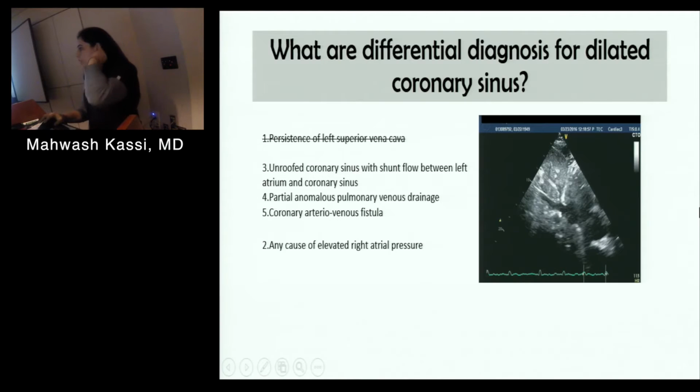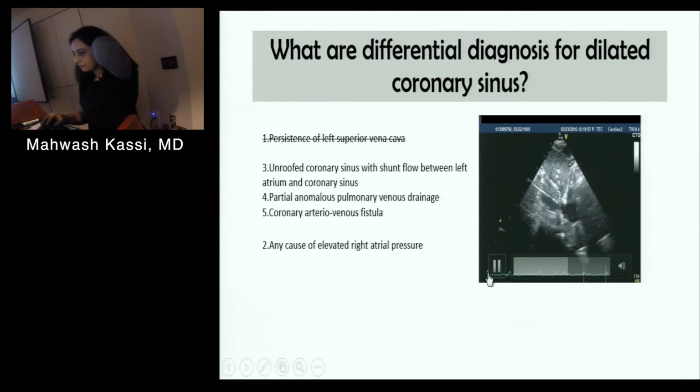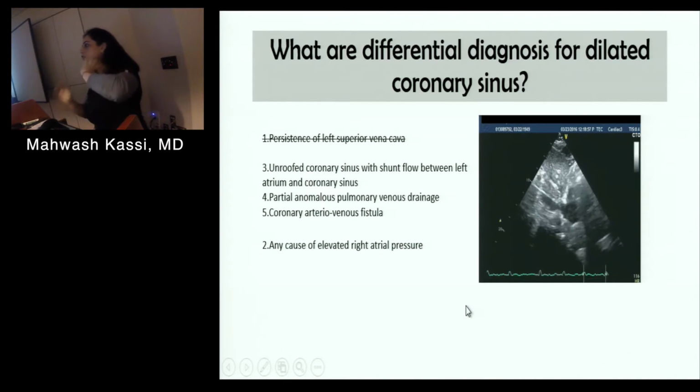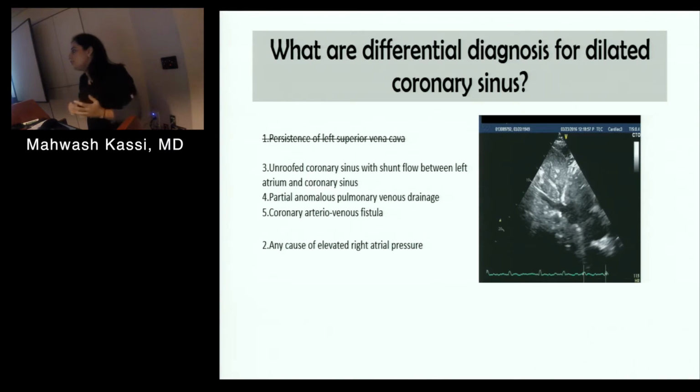So any cause of elevated right atrial pressure? Bashar, what is the right atrial pressure in this patient? Probably maybe 5 to 10. So this is not elevated right atrial pressure, right? Even though many times we see a right atrial pressure in the 20s, 25 range, I've not seen a dilated coronary sinus with that. So I don't know what kind of right atrial pressure actually leads to it. Maybe it's the chronicity, that you have persistently elevated right atrial pressure, but so far I have yet to see a dilated coronary sinus just because of elevated right atrial pressure.